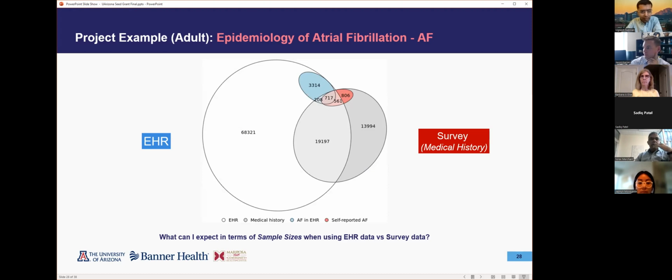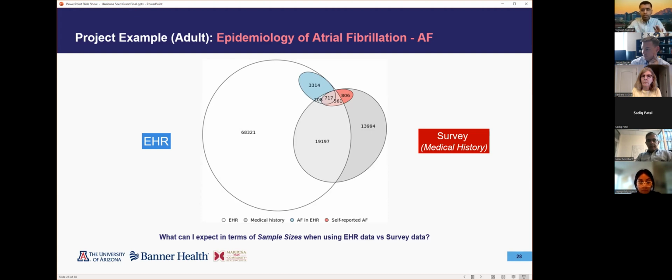Here, the big bubble is looking at EHR data, and the smaller bubble is a survey, specifically the medical history survey. And this is right after we applied the inclusion-exclusion criteria for the study. For this particular study, it looks like we have more EHR data than the survey data itself. Once we apply the atrial fibrillation criteria, we have around 3,000 participants with EHR data, and around 2,000, the ones in the red, are prevalence of AF in the medical history survey.